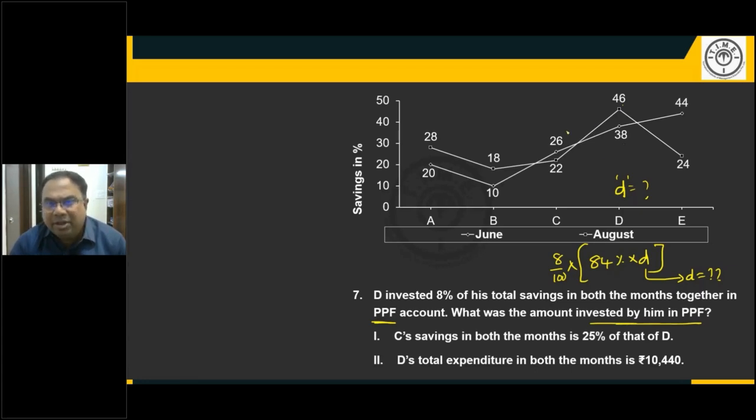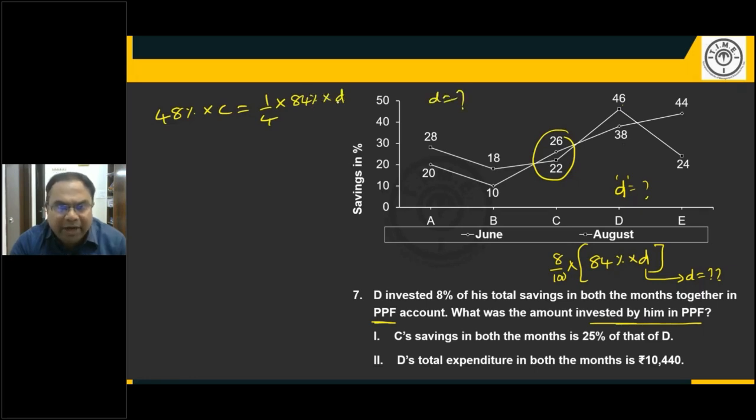What is C's savings in both the months? 48% of income of C is 25%. 1/4 of savings of D is how much? 84% of D. I need to know the D value. If I need to know the D value, I should know the C value. How much is the C value? I don't know the income of C also. So I cannot answer with this statement.